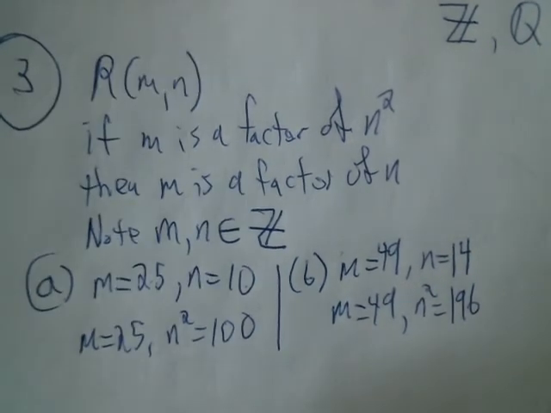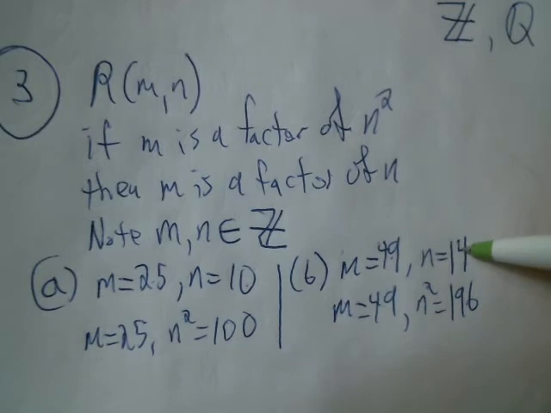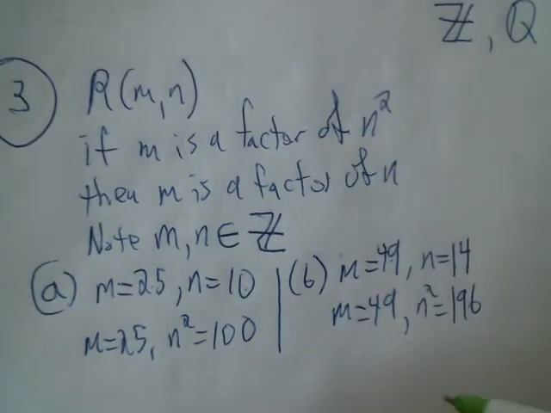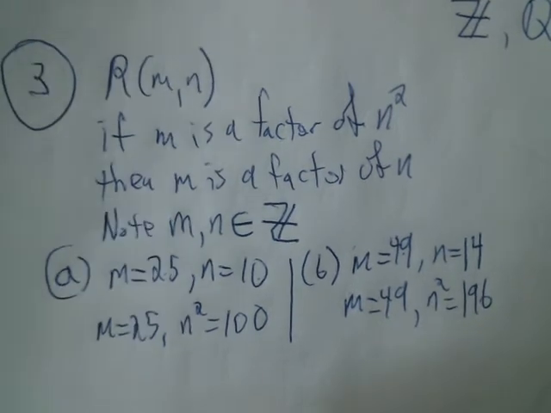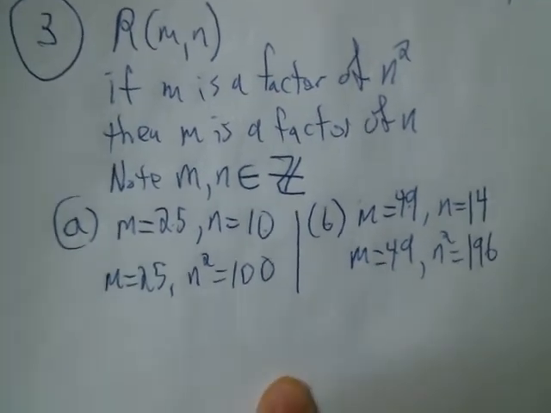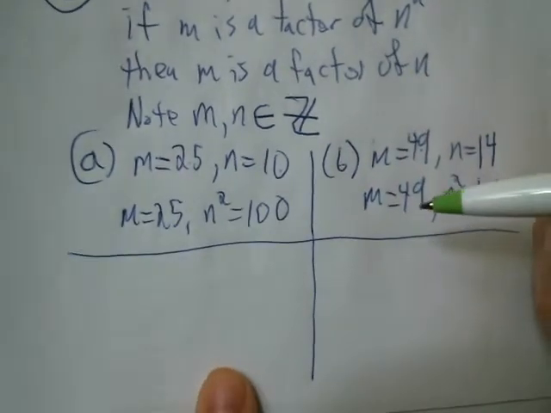Okay, and 49 divides in the 196, right? So it's the way we've created this problem. On the other hand, though, 49 is definitely not a factor of 14. So this statement would be false for these particular values of m and n in the integers. Okay, let's look at another part, I guess part C.